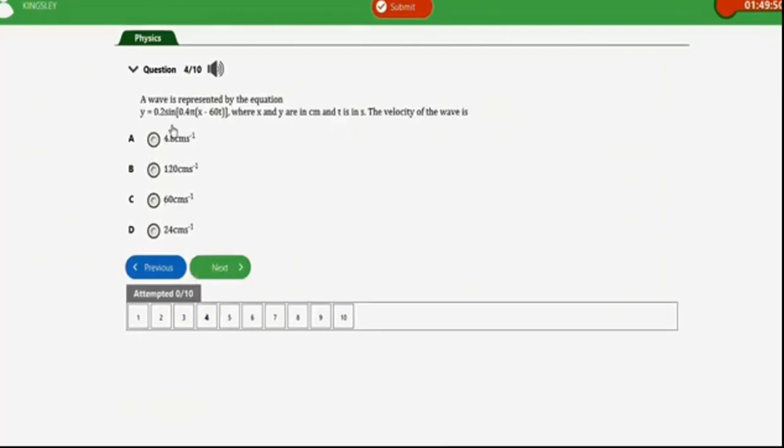It says a wave is represented by the equation. This is another wave equation where x and y are in cm and t is in seconds. The velocity of the wave is, now for this particular question, if you know how to interpret wave equation, you will know that this 60 we have here will be the velocity. So the correct option is option C. 60 cm per second. So that will be the answer to this question.